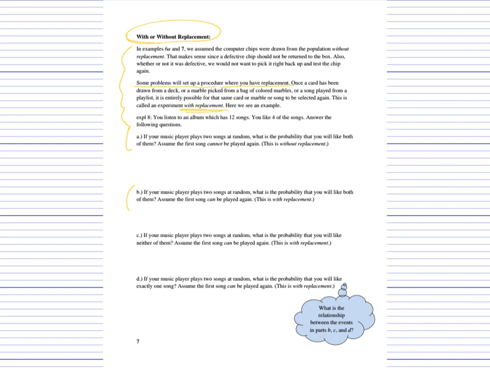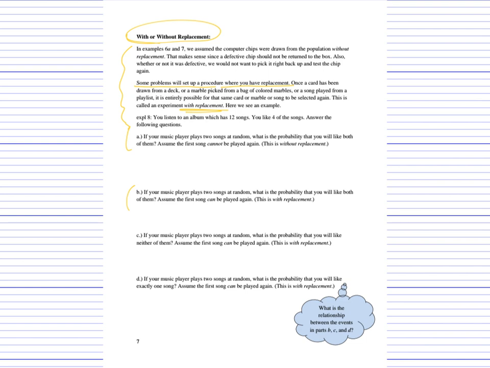All right, so as it says, it doesn't make sense to take a computer chip out, test it, and then put it back in the box so that it could possibly be checked again, right? So that problem did not have replacement. It was without replacement. But of course, there are applications like picking cards out of a deck or playing songs off of the song list where, in fact, you could play a song and then play it 3 songs later, right? That's a possibility. That is with replacement. Number 8 gives us an example of this. It's very similar to, by the way, one of your homework problems.